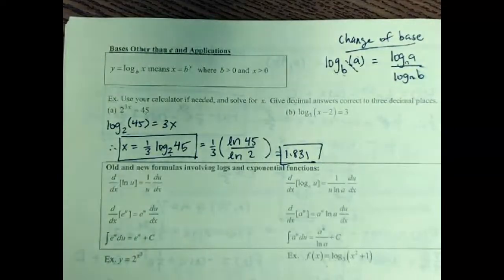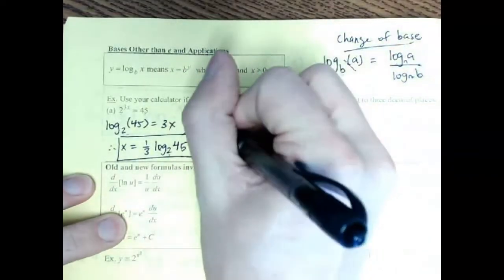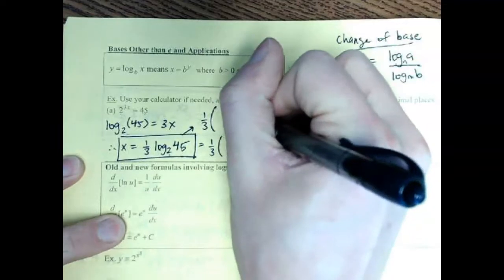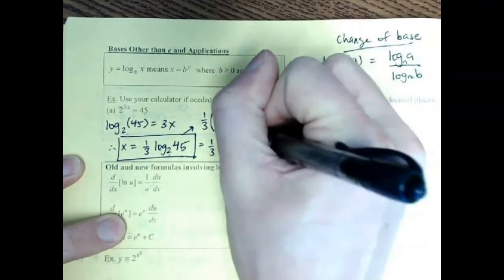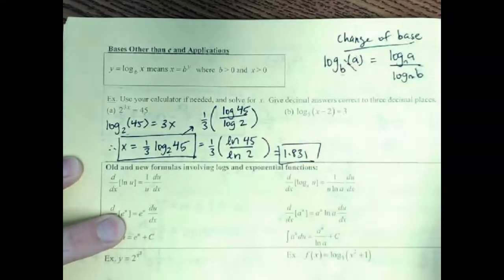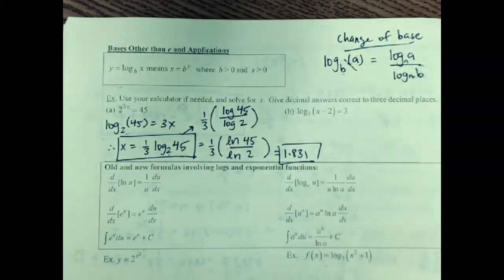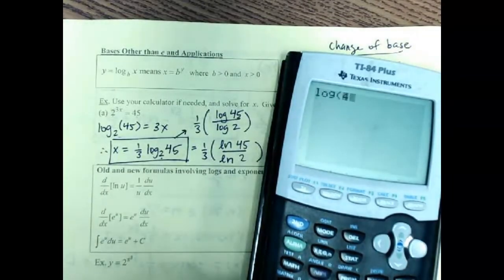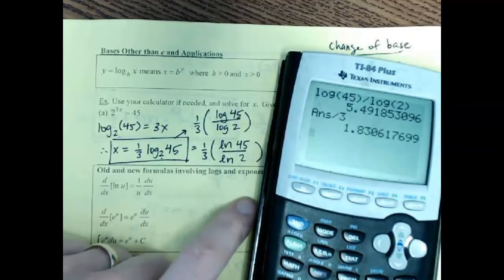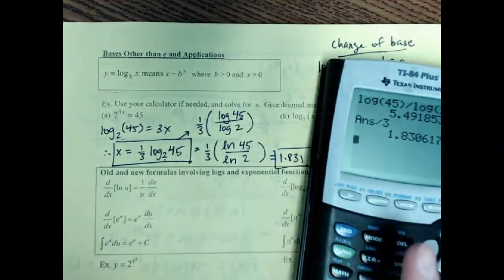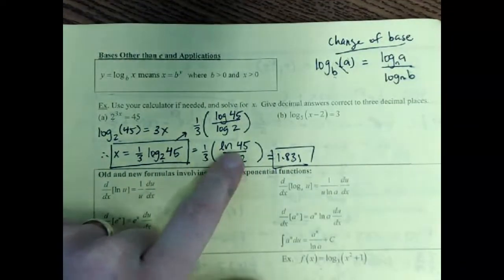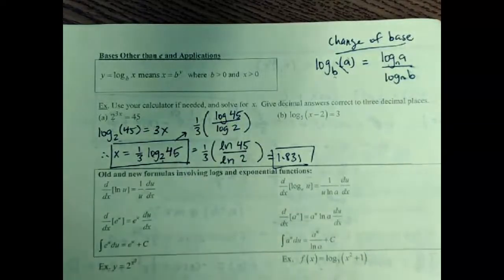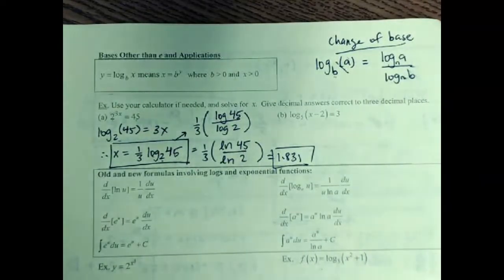Or if you don't want to, you could also have switched it into your common logs. So I could have done log base 10 of 45 over log base 10 of 2. You could have switched it and done the common logs instead of the natural logs. Let's look at what would have happened there. Log of 45 divided by log of 2. And then let's see, divide it by 3. It's the same thing, okay? Whether you switch it to the ln or whether you switch it to the common log, the log base 10, it doesn't matter. Okay, you can switch it to whatever base you wanted to.